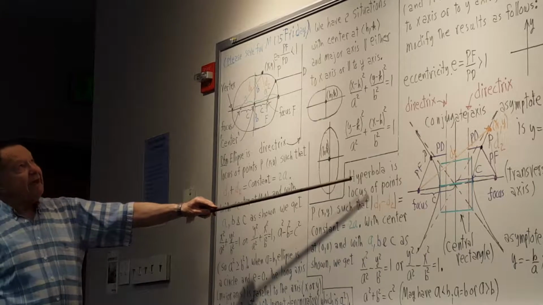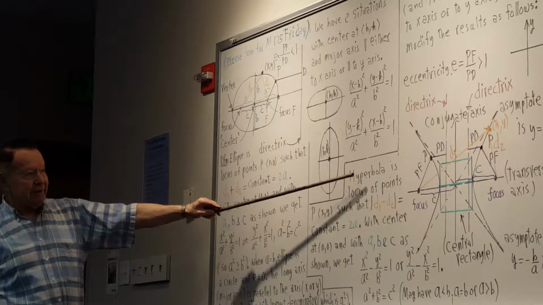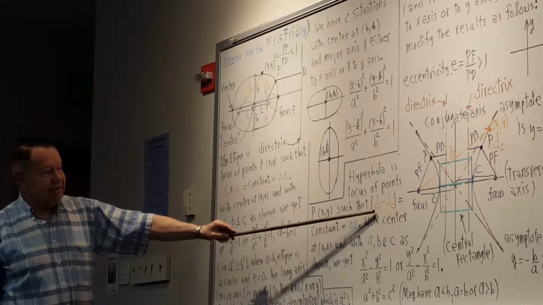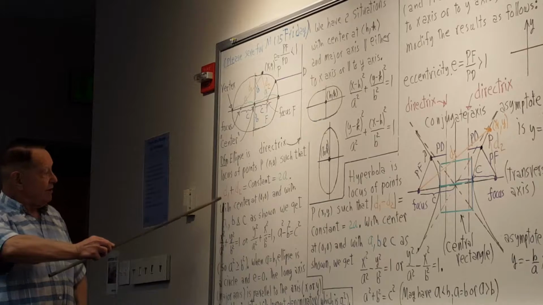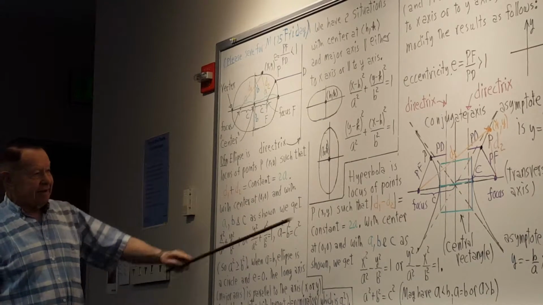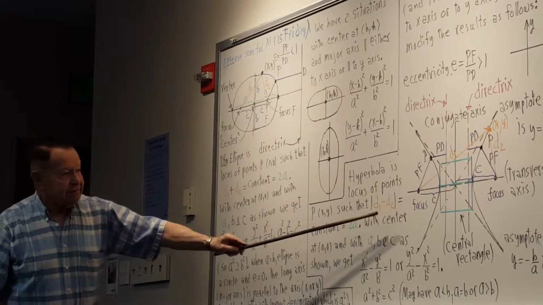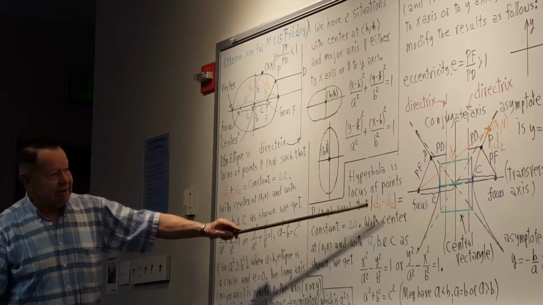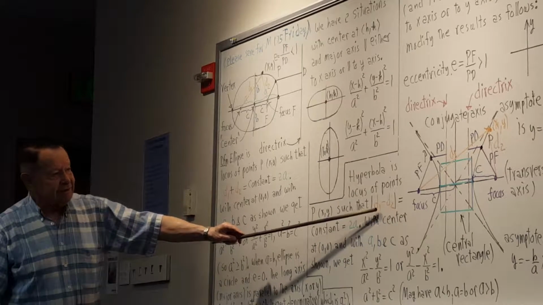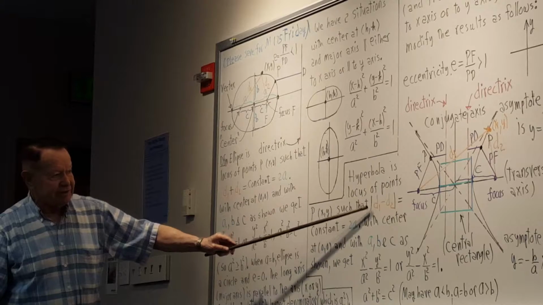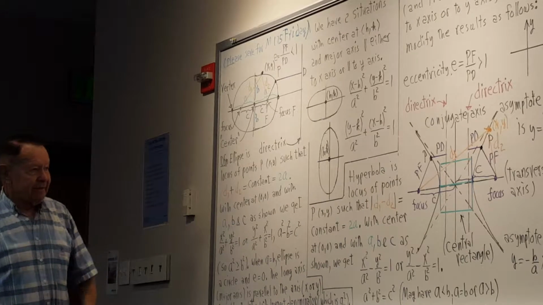Then finally we have the definition for hyperbola as the locus of points such that the difference of distances is a constant. Remember that the definition for the ellipse is that the sum of distances is a constant; here it's the difference. The constant is positive, and it depends on how you do things which is greater between D1 and D2, so that's why the absolute value.